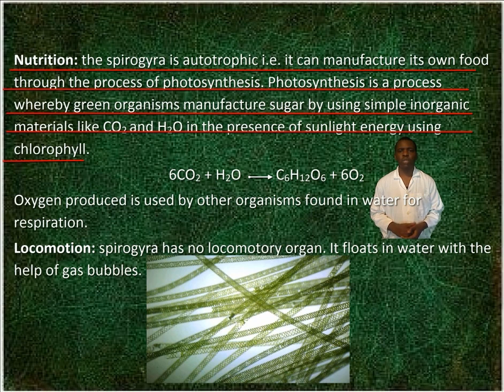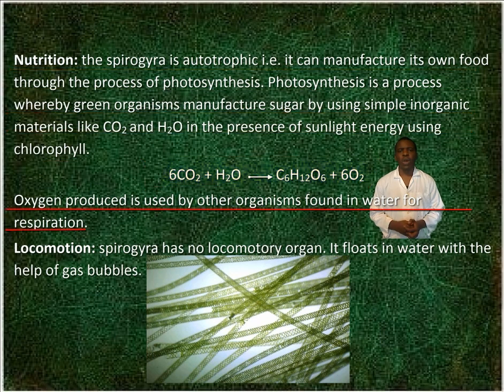Nutrition. The Spirogyra is autotrophic, that is, it can manufacture its own food through the process of photosynthesis. Photosynthesis is a process whereby green organisms manufacture sugar by using simple inorganic materials like carbon dioxide and water in the presence of sunlight energy using chlorophyll. Oxygen produced is used by other organisms found in water for respiration.